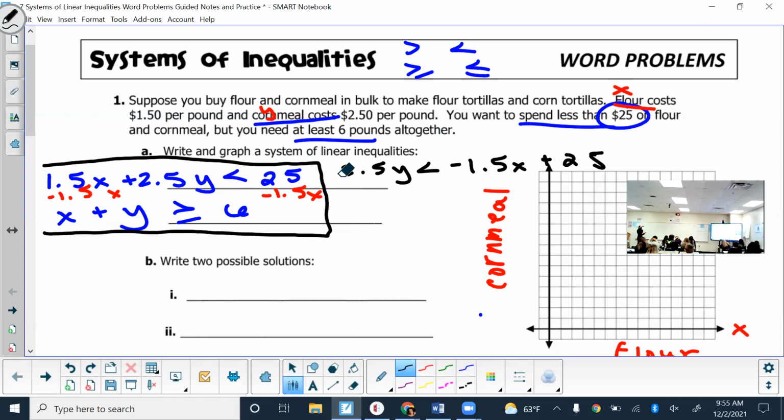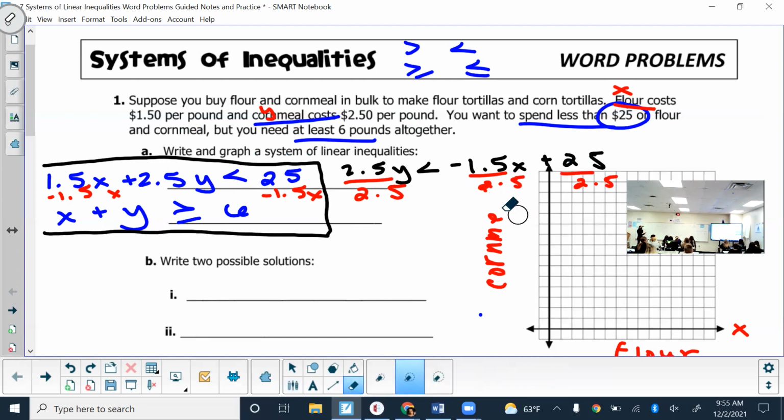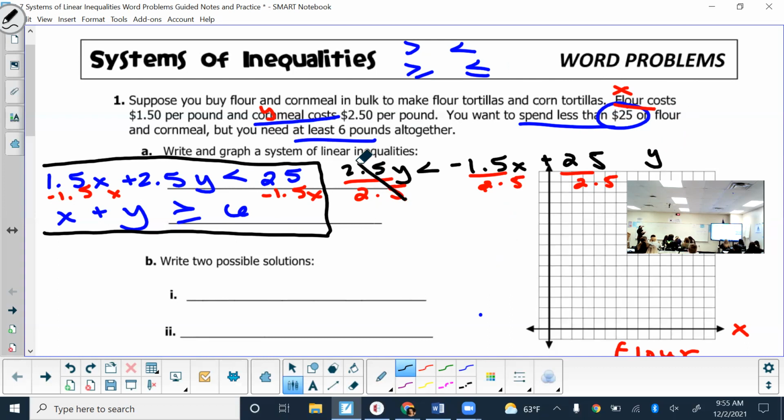All right, almost in slope-intercept form. What do I do next? Divide 2.5 on each side. I'm going to erase my labels for a minute. All right, on the left side, I have y by itself now. Do I need to flip the sign when I divide a positive? So leave it the same.